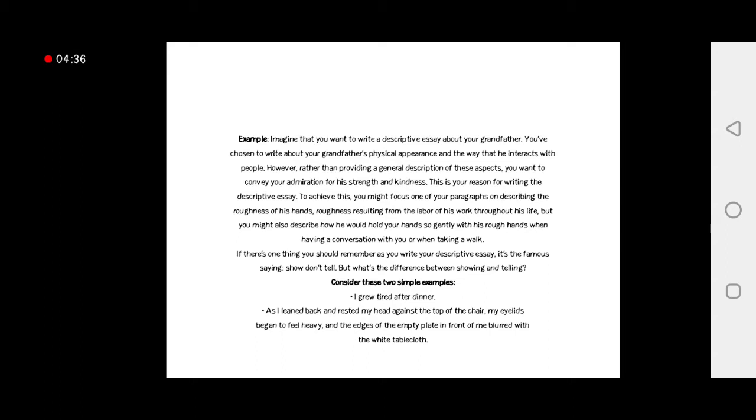To achieve this, you might focus one of your paragraphs on describing the roughness of his hands, roughness resulting from the labor of his work throughout his life, but you might also describe how he would hold your hand so gently with his rough hands when having a conversation with you or when taking a walk. I think that this example adequately shows how people's reasons for writing may be different.